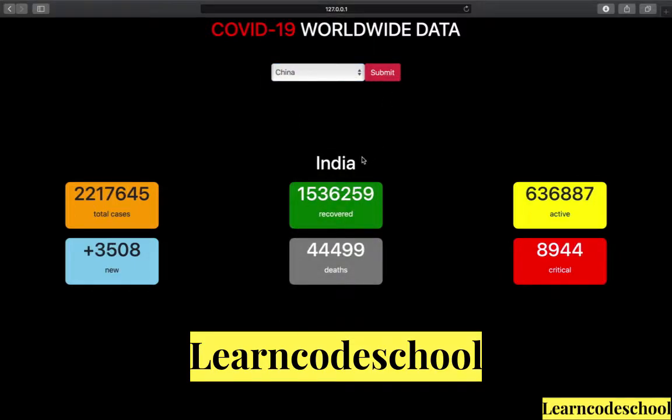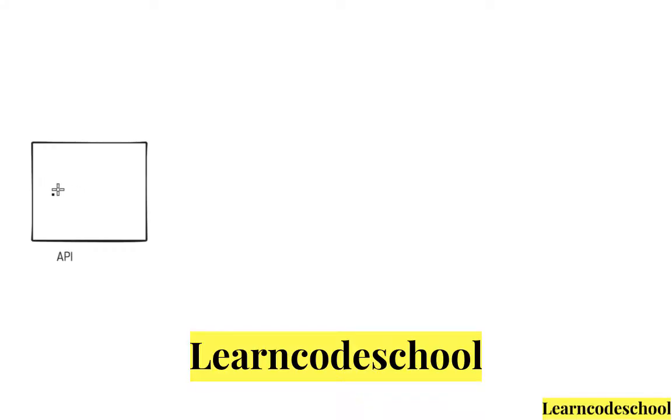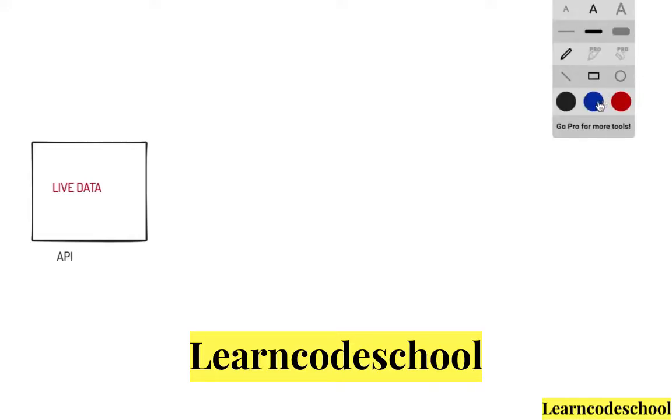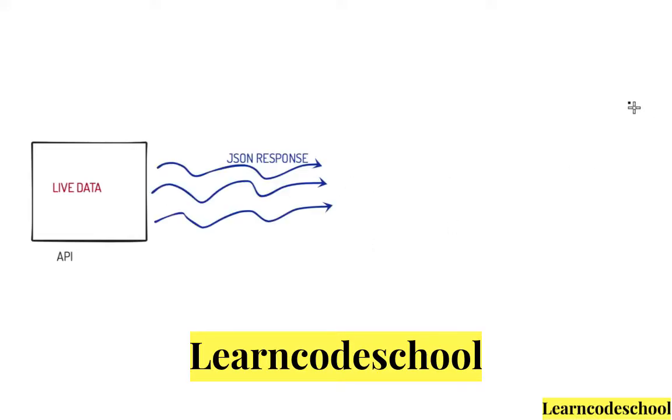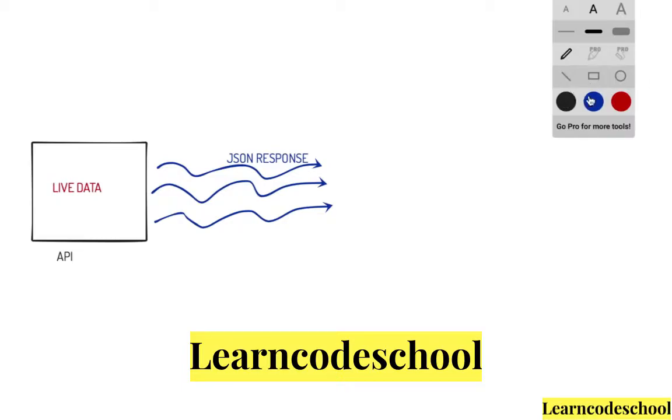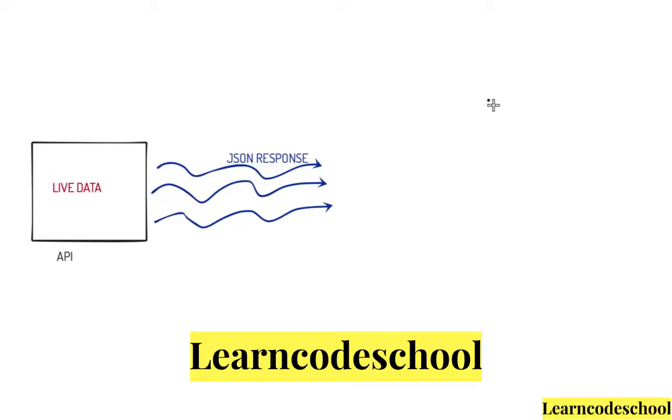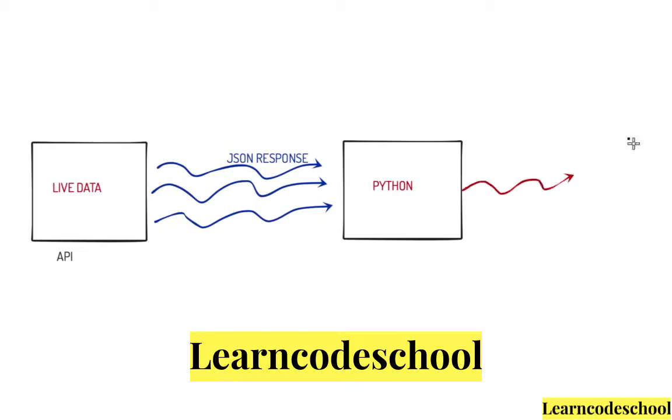Now let's see how this app works. We'll use the API which holds the live data that's happening all over the world. And this API throws out a JSON response, and we'll manipulate this response with the Python language. And then we'll isolate the required data, and this data we'll use to display on our site.